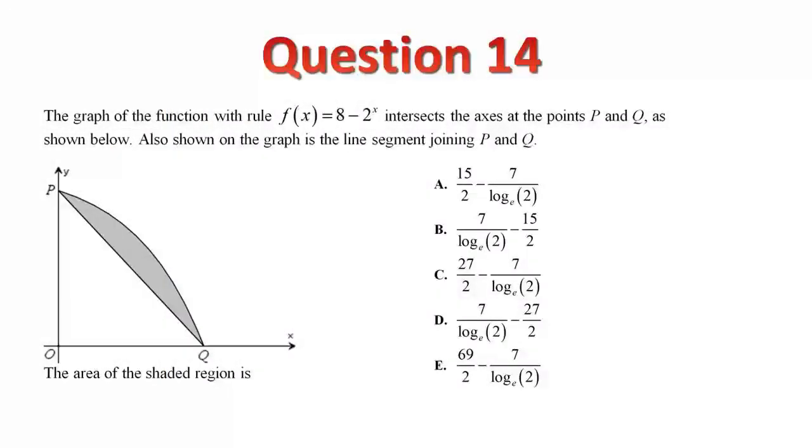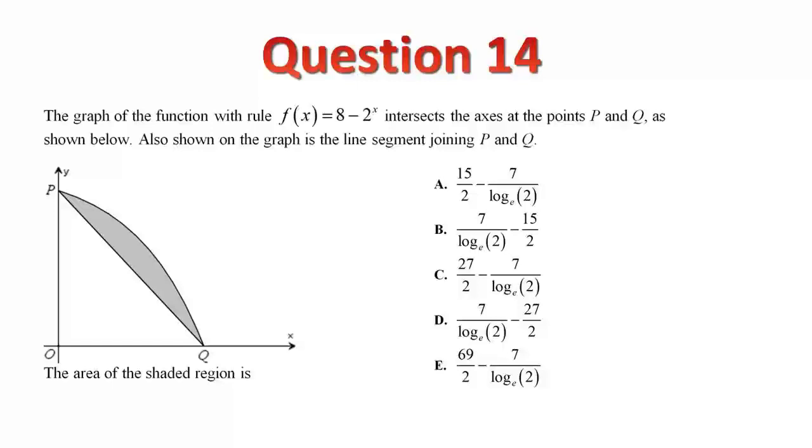Okay, 14. So this time I've got a graph where the function f of x is 8 minus 2 to the x, which intersects the x-axis at points P and Q, and also shown on the graph is the line segment joining P and Q. The area of the shaded region is. So it looks something like this.